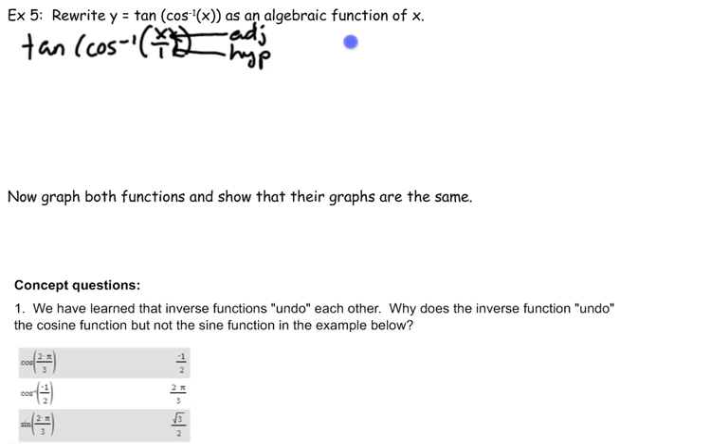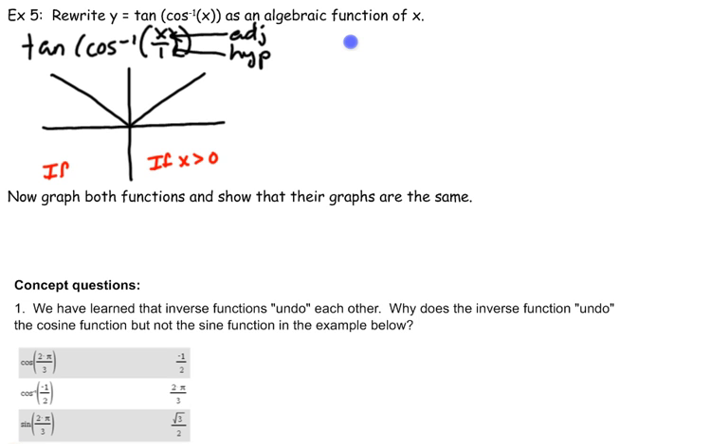Now the problem is I don't know whether it's positive or negative, because cosine x could be a positive number, x could be a negative number, and so this triangle, or this angle I draw, could be in quadrant 1 for inverse cosine, or it could be in quadrant 2 for inverse cosine. So I'm going to write down here if x is greater than 0 and if x is less than 0. So if x is negative, I would be in quadrant 2. If x is positive, I would be in quadrant 1.